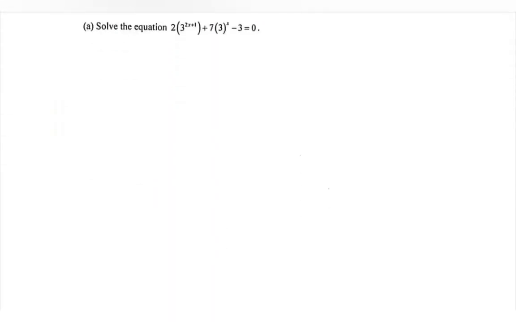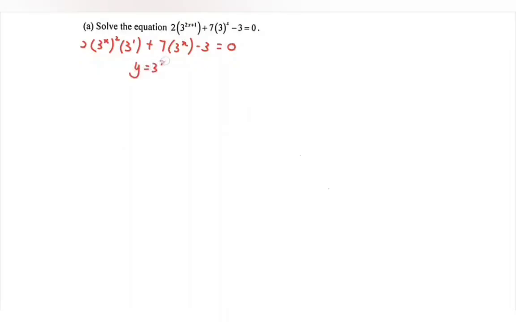Hello everyone, in this video I'm going to discuss the example for equations, inequalities and absolute inequalities. Kindly refer to the question: solve the equation given. Based on the question, notice that we have the same base, which is 3 to the power of x. So here we have 2 bracket 3 to the power of x bracket squared, multiplied with 3 to the power of 1, plus 7 multiplied by 3 to the power of x, minus 3, which equals 0.